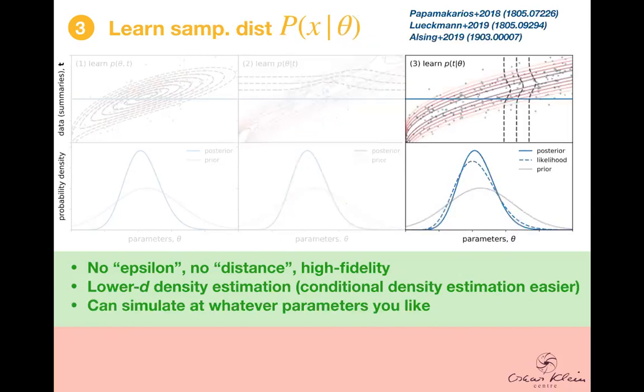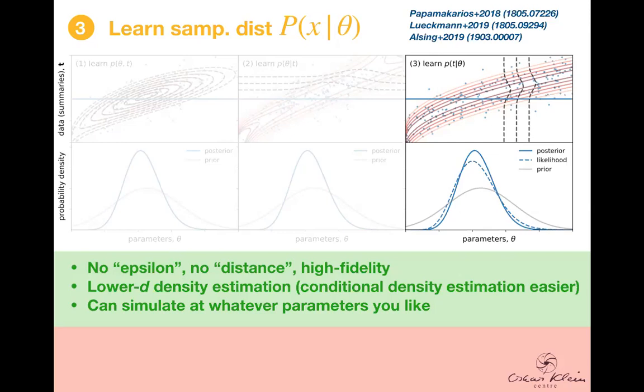So the third thing one might want to do is flip it around and say, okay, let's just learn the sampling distribution of the data summaries as a function of the parameters. This gets rid of this last limitation. Now, because theta is no longer a measure that we're trying to learn, you can simulate at whatever parameters you like. So you can do as much active learning as you like.